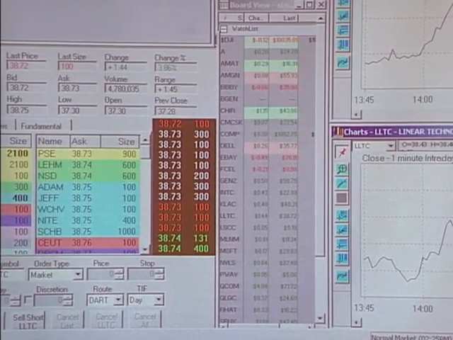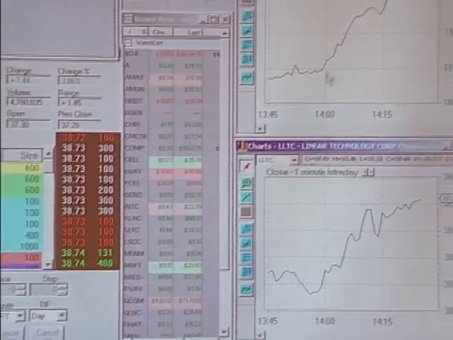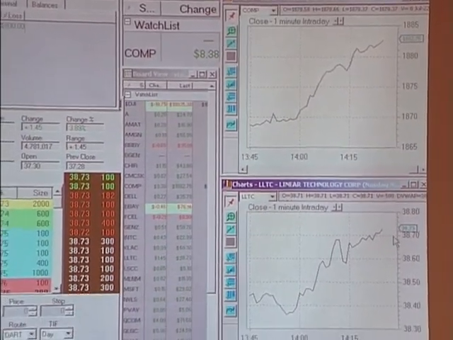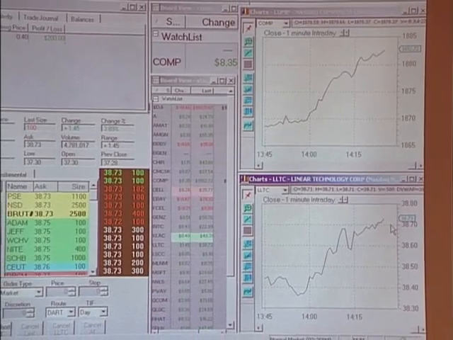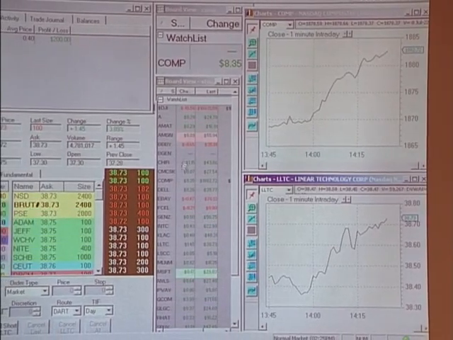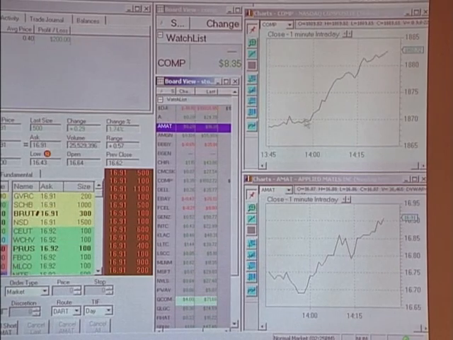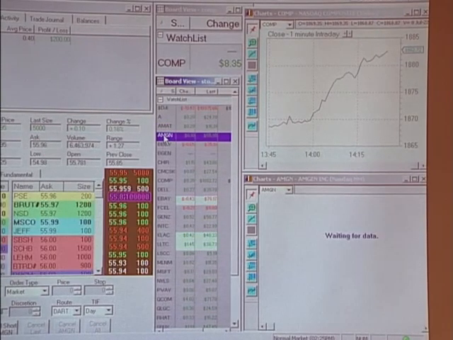For instance, as we look here, we see the NASDAQ composite is going up, and of course LLTC down here is going up. So, well, we already know that. Okay, what we're looking for is a difference. So let's try Applied Materials. Now it looks pretty much like the composite as well, so that's not going to help us.